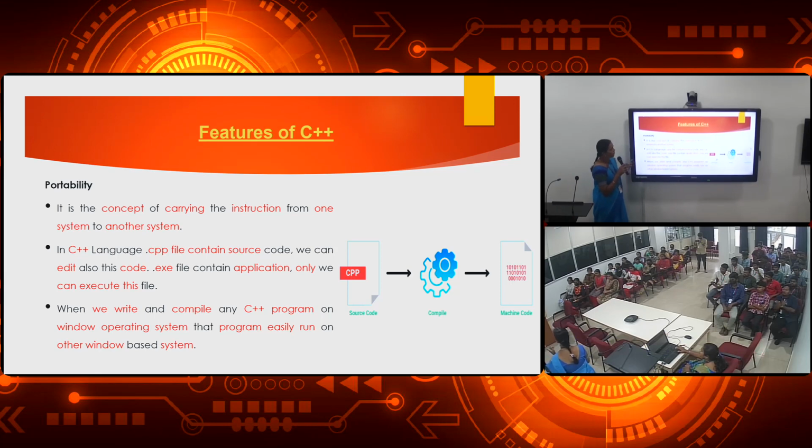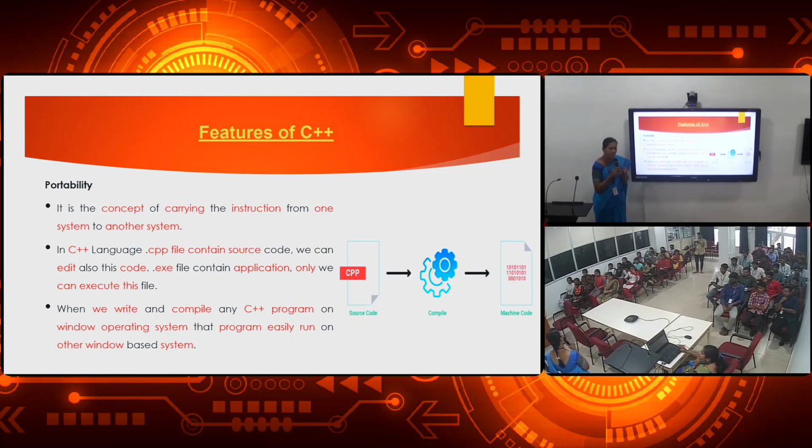Portability means that the source code which is written for one particular platform can be transmitted or copied into another platform. That is going to be possible in C++. Whereas in the case of assembly language, the program which is written for one particular assembler cannot be executed on another version of the assembler. So that is a limitation of assembly language.